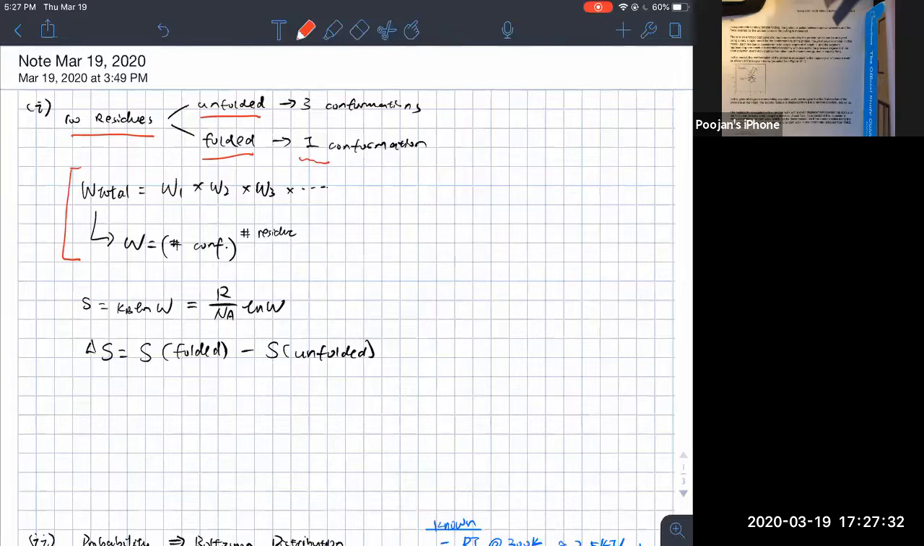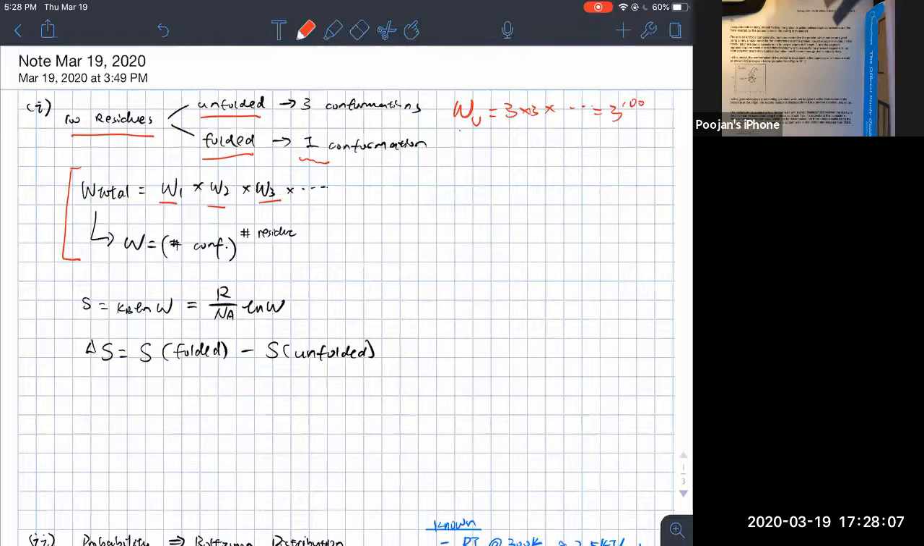Here, W1, W2, and W3 are each the multiplicity for 1 residue. Since the number of possible conformations for the unfolded state is 3 per residue, we can calculate the multiplicity for the unfolded state using 3 times 3 times, all the way to 100 times, which gives us 3 to the 100th power.